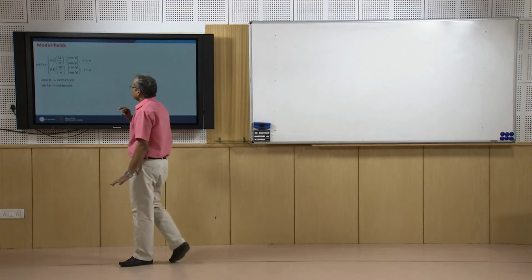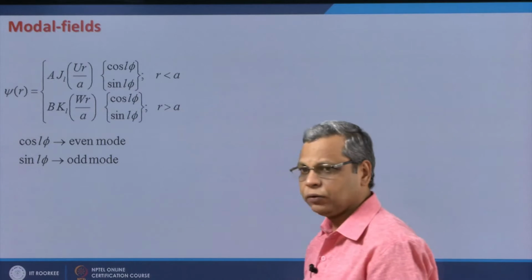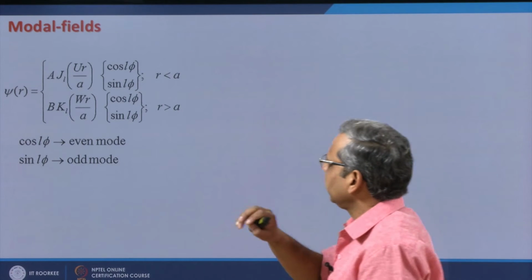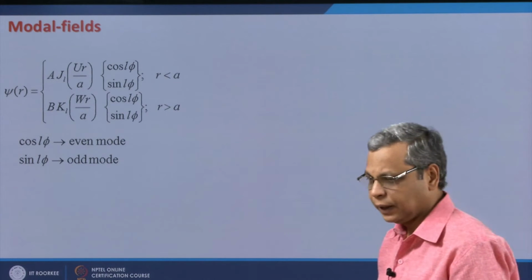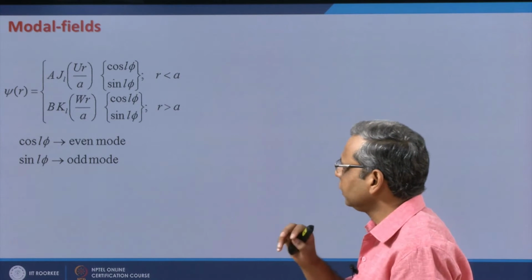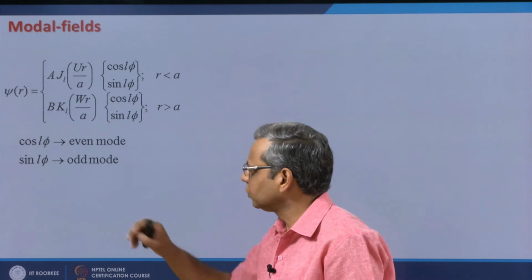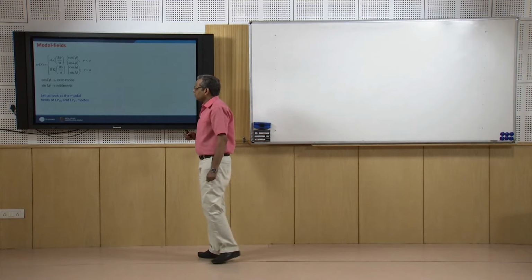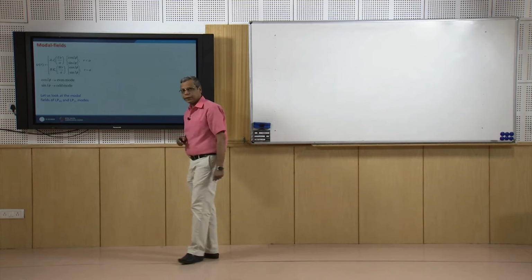So, the total modal field would be given by the radial part and the angular part, or azimuthal part. In the phi direction, I can have solutions cosine L phi and sine L phi, and I label these two solutions by two different names. I call the cosine L phi solution the even mode and the sine L phi solution the odd mode. Now, let us look at the modal fields of the LP01 and LP11 modes of this fiber.